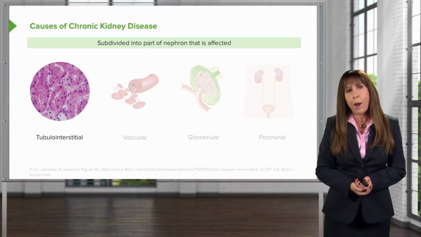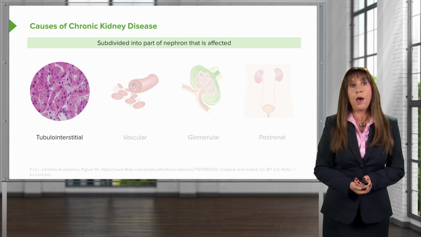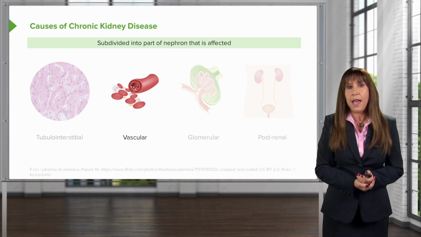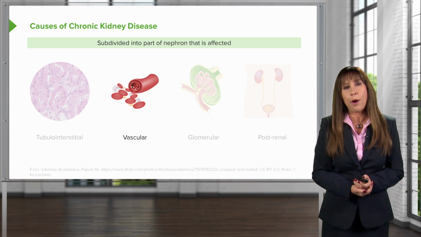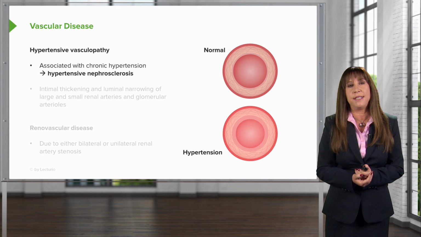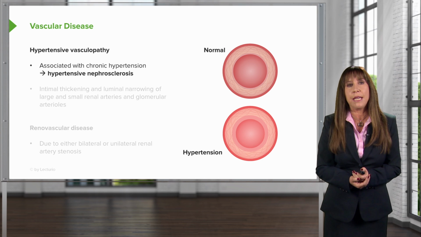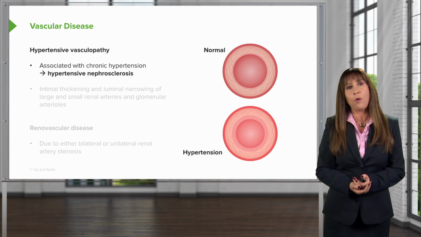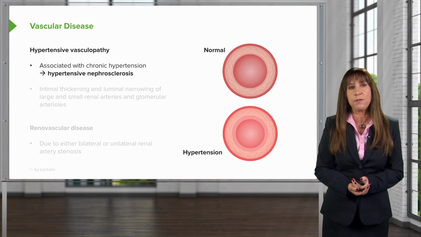Okay, so those are probably some of the most important disease processes that you're going to see in the tubulointerstitial category that will present as chronic kidney disease. Let's move on to the vascular compartment of our kidney. One of the biggest diseases to think about is hypertensive vasculopathy. This is associated with chronic hypertension or hypertensive nephrosclerosis.